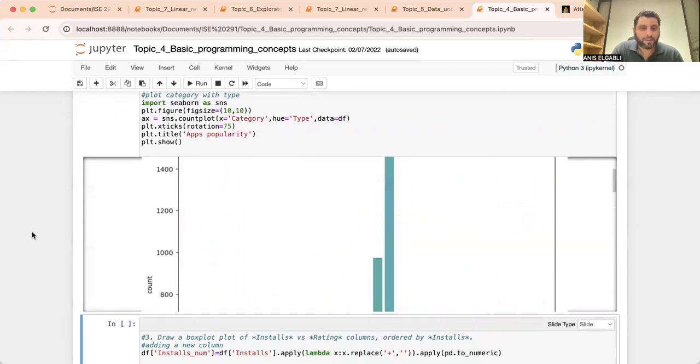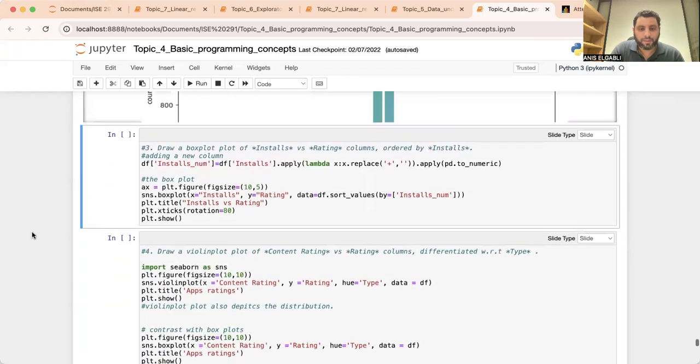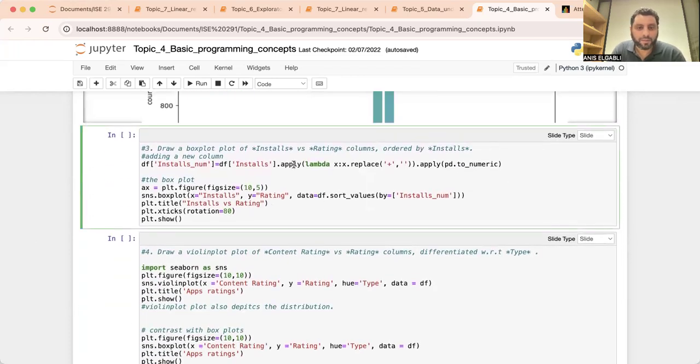Okay, so yeah, we go to the next one here. Draw a box plot of installs versus rating, ordered by installs. So installs here is categorical because it has that plus sign there. There are a limited number of different elements. And rating is what? Rating is numerical. So when we have a categorical attribute and a numerical attribute, we use a box plot.